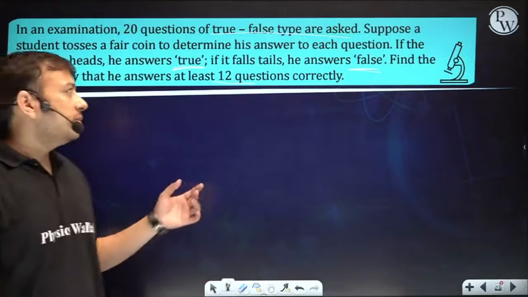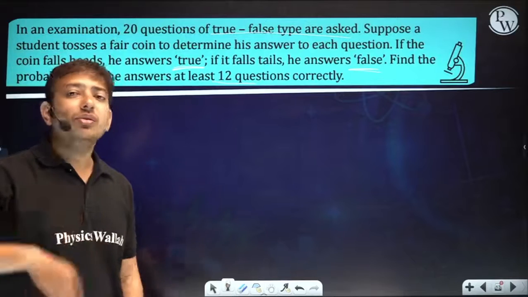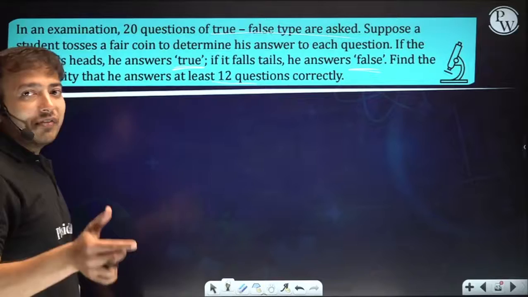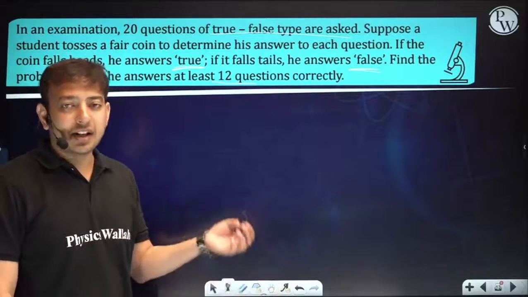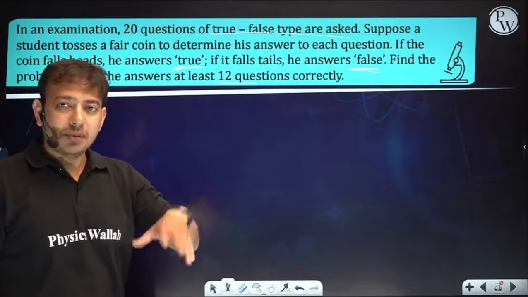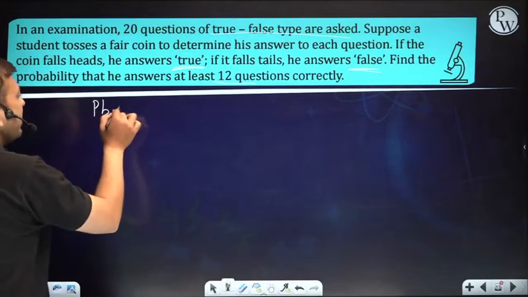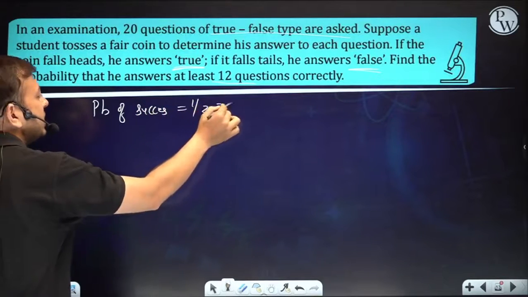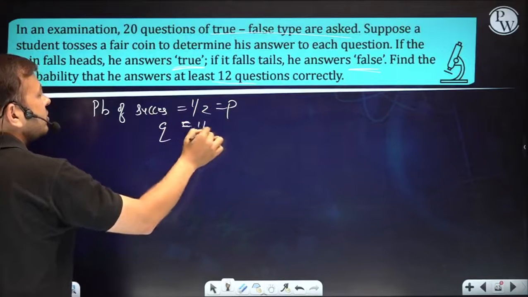So at least 12 means, out of 20, it can be 13 correct also, 14 also, 15 also, many. So here the answer can be either true or false, so the probability of getting a correct answer is 1 by 2. And getting a head or tail, means giving the answer true or false, is also 1 by 2. So here probability of success is half, means p is half, and q is also half. Probability of failure is also half.